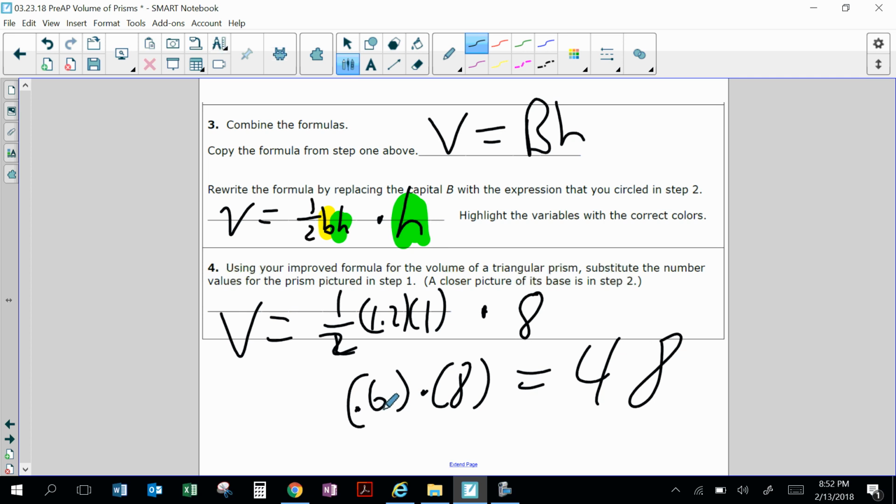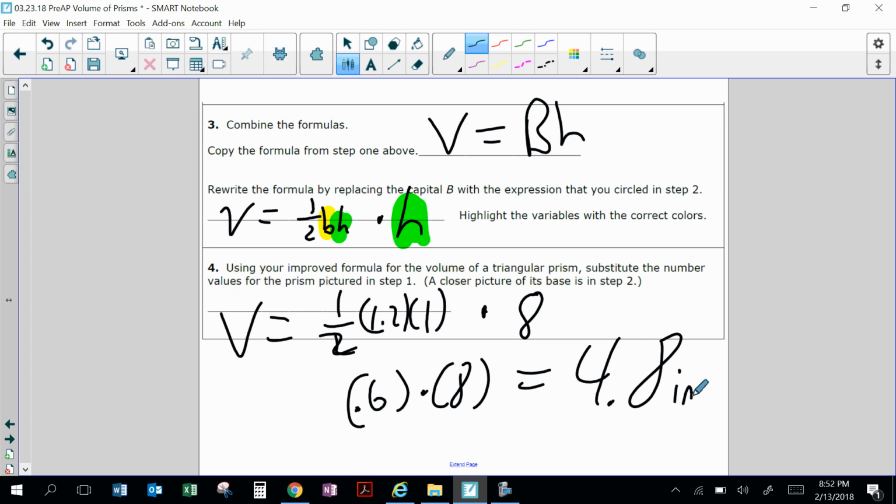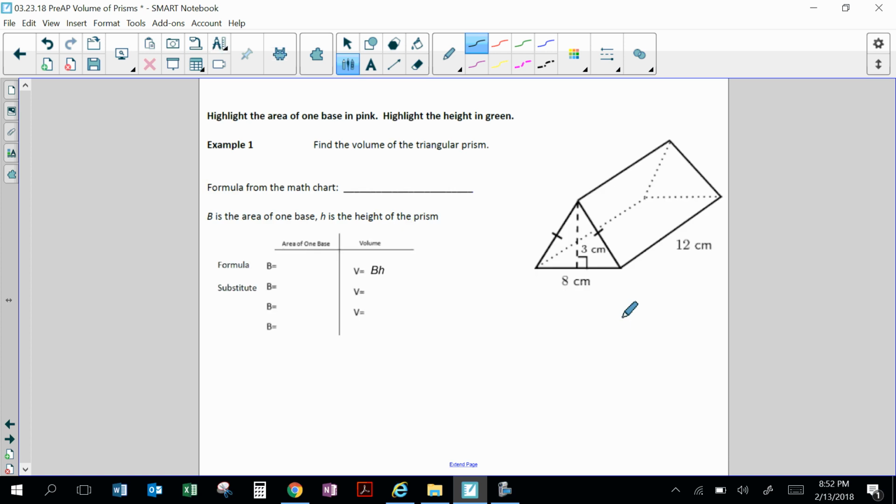8 times 6 is 48. But don't forget it's in the tenths place. So 4.8. And what unit was it? It was inches. Cubic inches is the volume of that triangular prism. So we're going to be doing some examples. We're going to do 3 examples until you are much more competent in this.